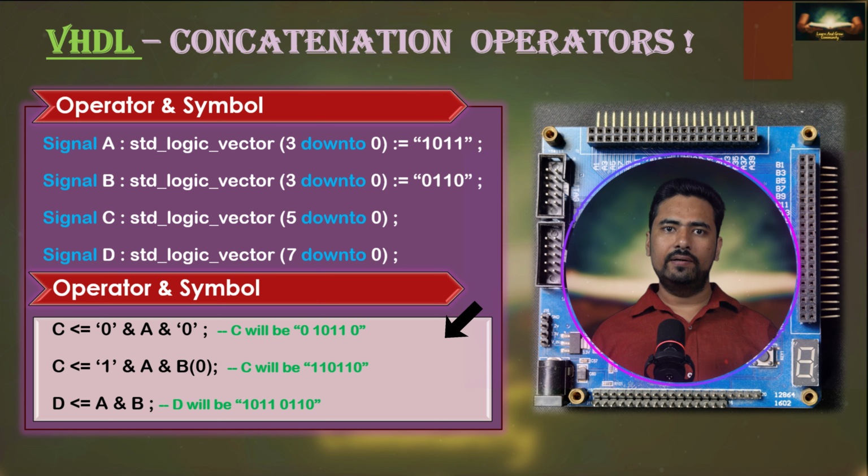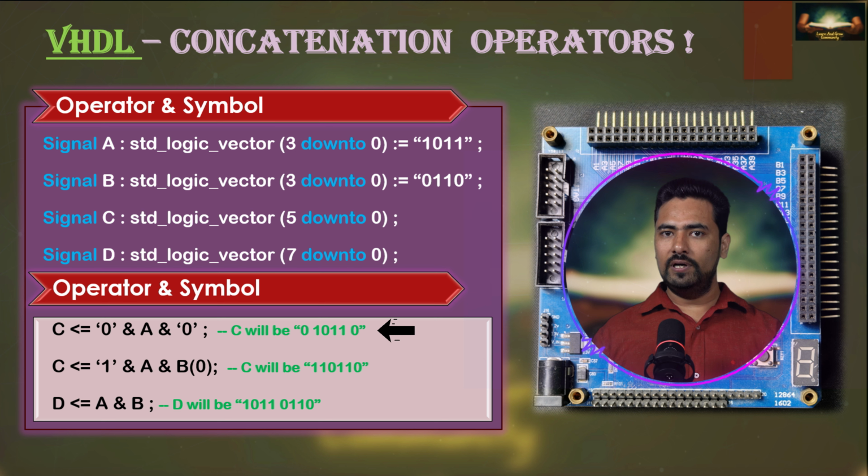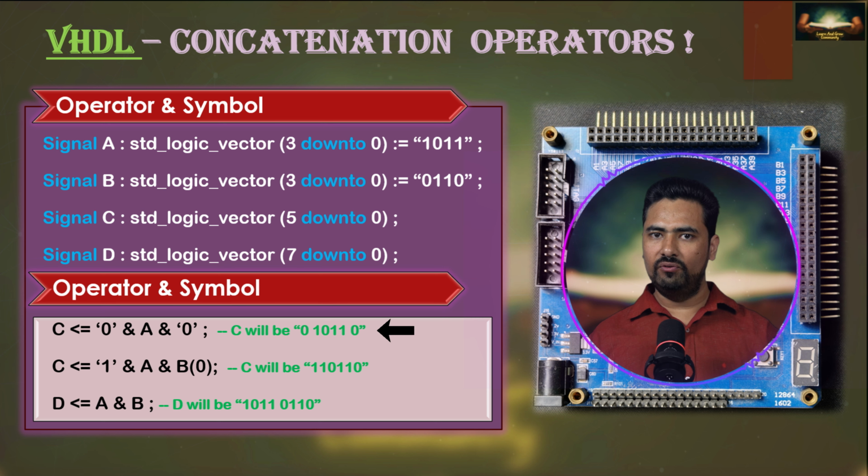In the first statement, C gets the value of 0 concatenated with signal A concatenated with 0, semicolon. Remember the value of signal A is 1011. So we first concatenated 0 with signal A, so it becomes 01011. And now we again concatenated this value with 0 at the end. So the final value will become 0, then 1011, then 0. So the final value 010110 will be assigned to signal C.